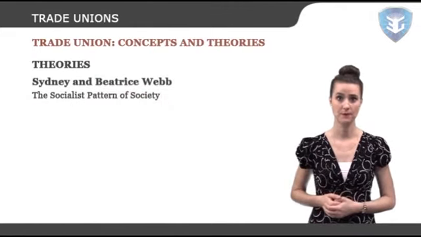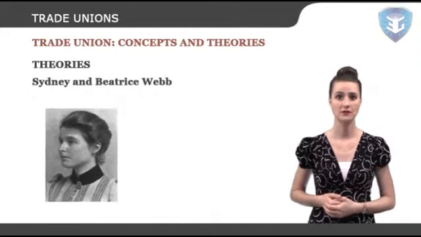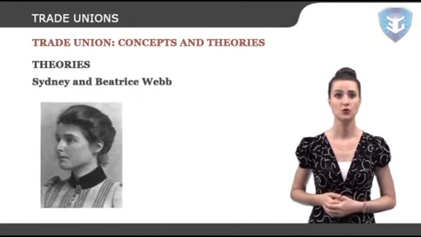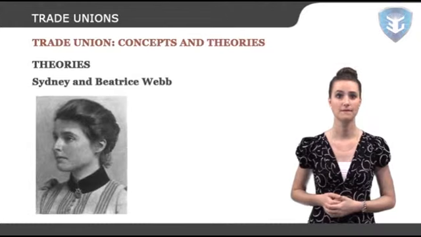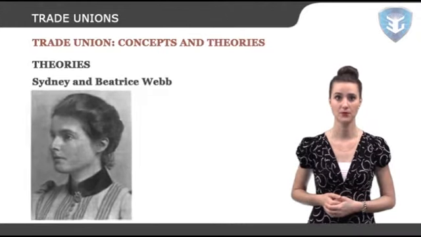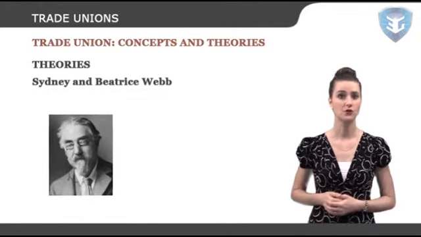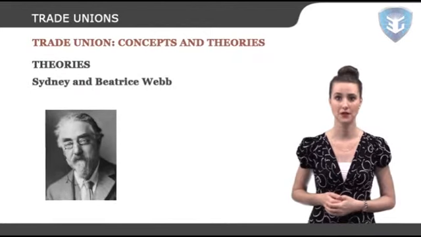Sidney and Beatrice Webb. The socialist pattern of society. The Webbs viewed the role of trade unions as first winning economic benefits for their members. They saw a role for unions in moving toward socialism through political action.